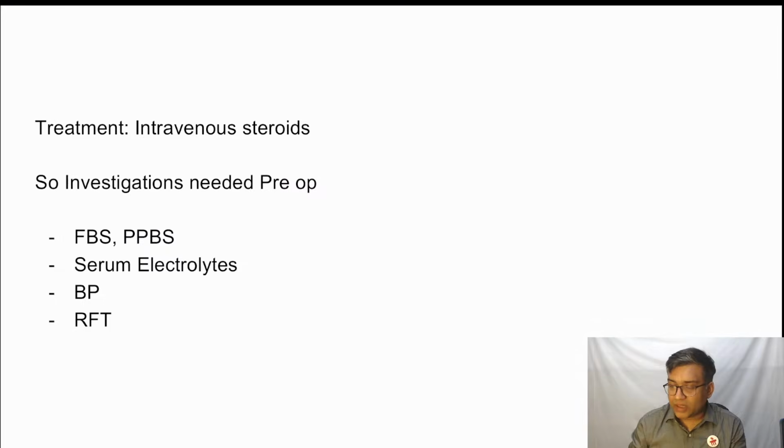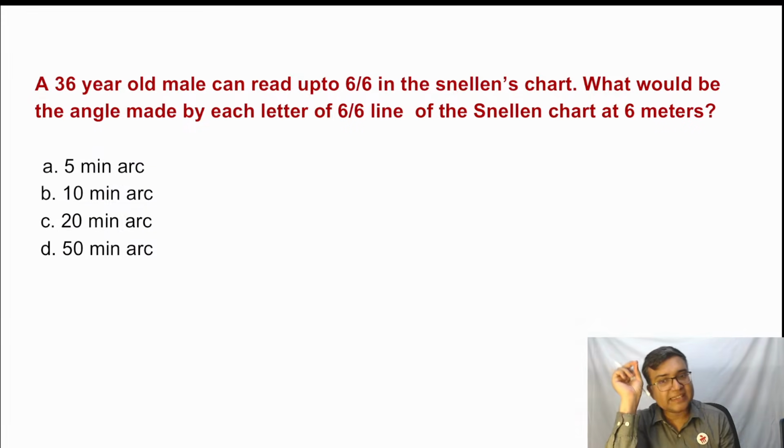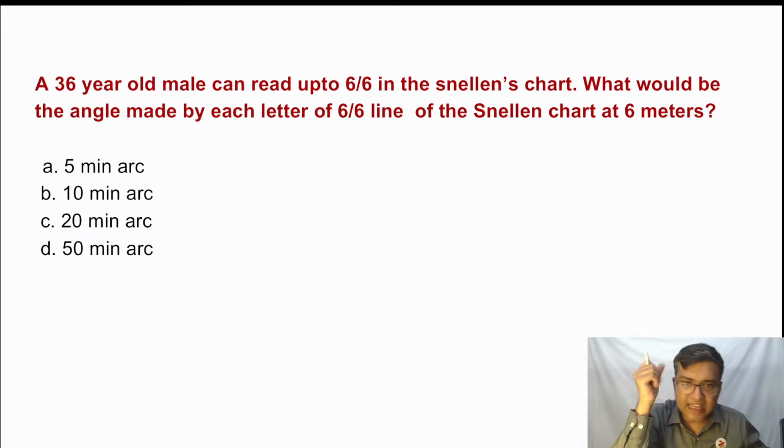Okay, now what is the treatment that you would give in this patient? Treatment is not the oral steroids, treatment is your intravenous steroids. And because you are going to go for intravenous steroids in this patient, that's why you need a fasting and PP blood sugar, serum electrolytes, blood pressure monitoring, as well as RFT in this patient. So these are some various important points you should look for when you are doing a treatment for a patient of optic neuritis. Now let's move to our very important question, that is regarding the interpretation of Snellen's chart.